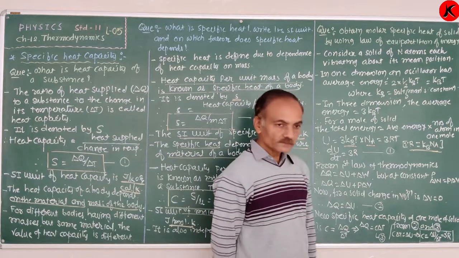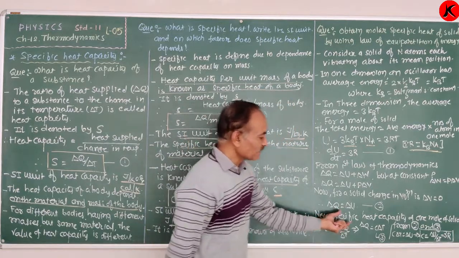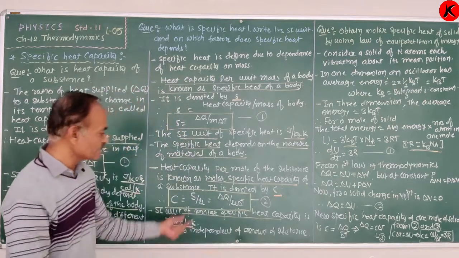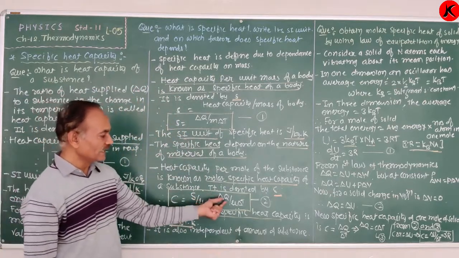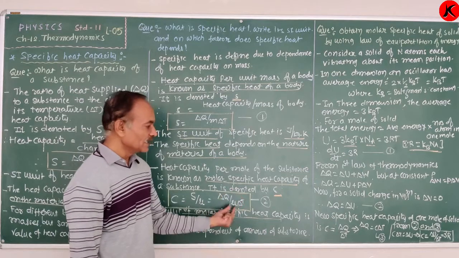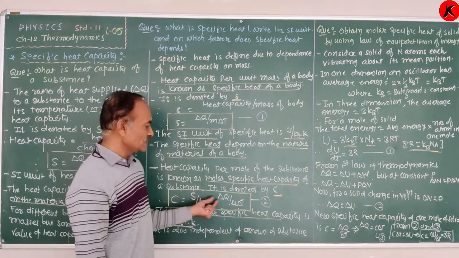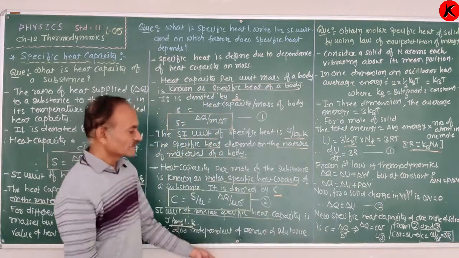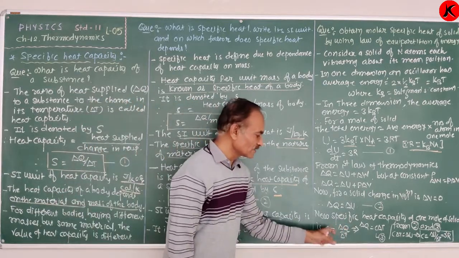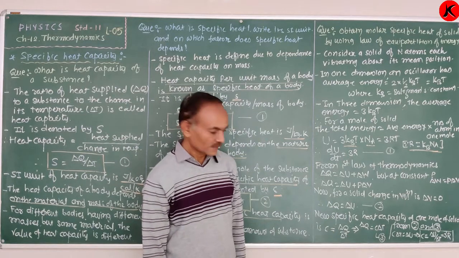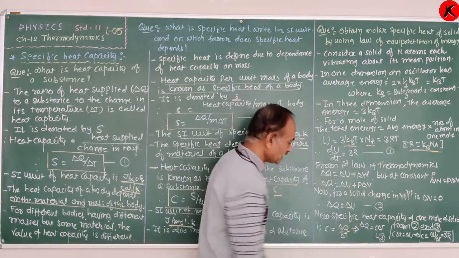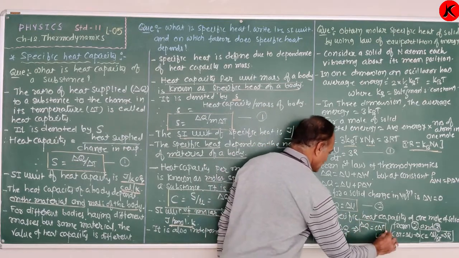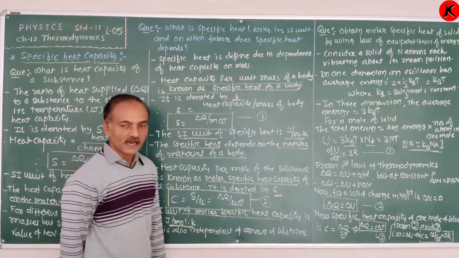Okay. Now, from the definition of the specific heat capacity of 1 mole of solid, the molar specific heat C is equal to delta Q upon mu delta T. Mu is equal to 1. Therefore, C is equal to delta Q upon delta T. So, from this equation, delta Q is equal to C delta T. Here delta Q is equal to delta U, and here delta Q is equal to C delta T.